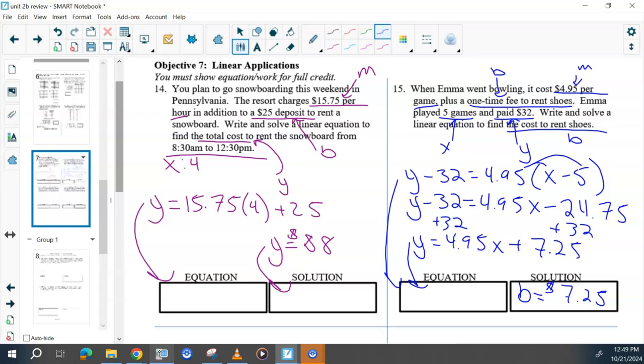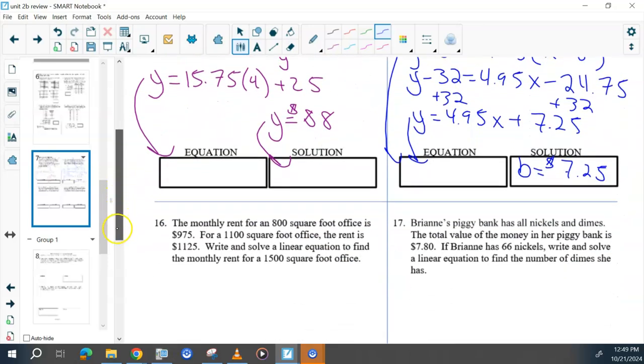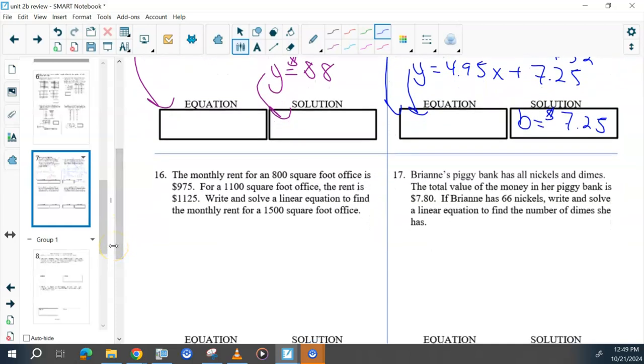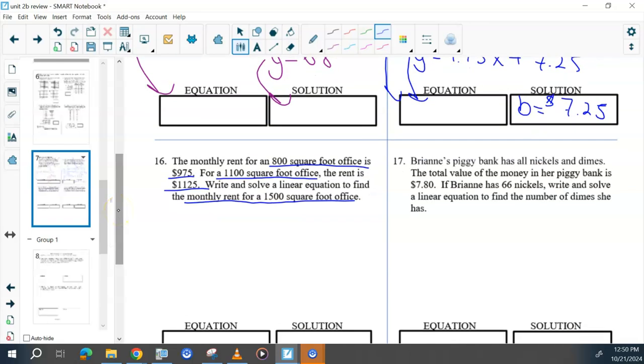So the first one we were given M and B. The second one we were not given B. In this next one, the monthly rent for an 800 square foot office is $975. For a 1,100 square foot office, the rent is $1,125. Write and solve a linear equation to find the monthly rent for a 1,500 square foot office. So in this one, it looks like we're comparing two different things, but the square foot and the rent costs go together. They're related. So this is going to be another one where we use point slope, but we have to find what the slope is first.